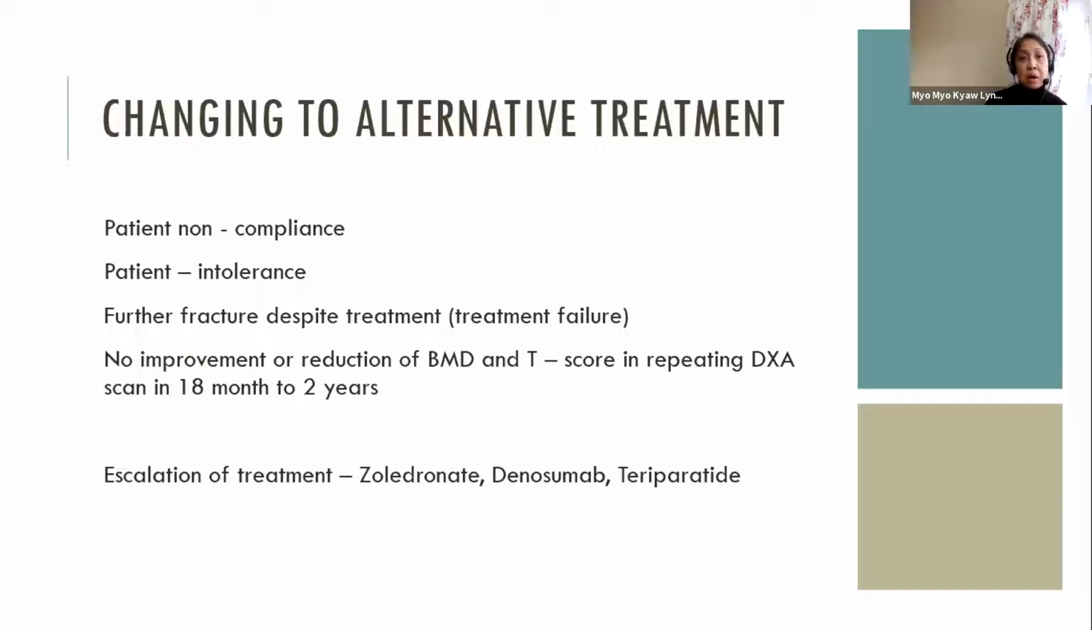If the patient is non-compliant, you have to change to intravenous; you have no alternative. Or if the patient has intolerance to the medication, please change to intravenous medication. Or if the patient sustained another fracture despite treatment, then please change to intravenous medication. Or if on repeat DEXA scan after 18 months to 2 years there is no improvement in bone mineral density, then please consider alternative treatment. If they are on oral bisphosphonates in the community setting and you need to escalate, you can escalate to zoledronate, denosumab or teriparatide.